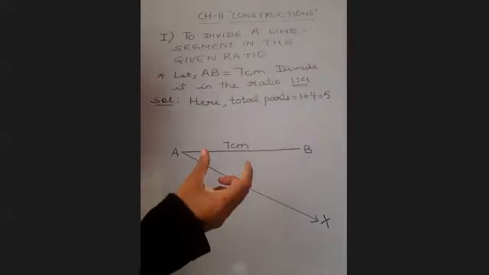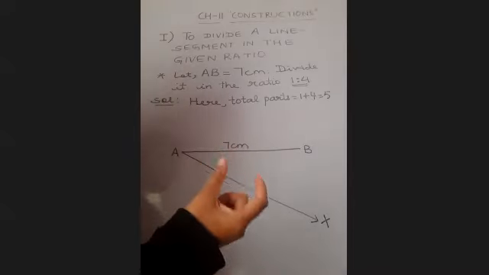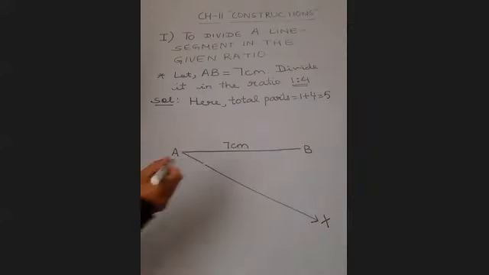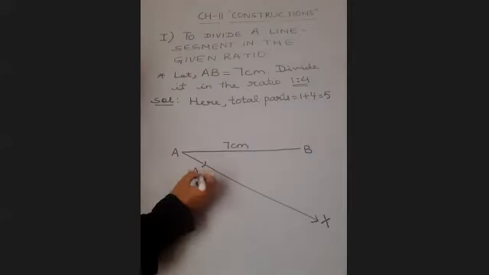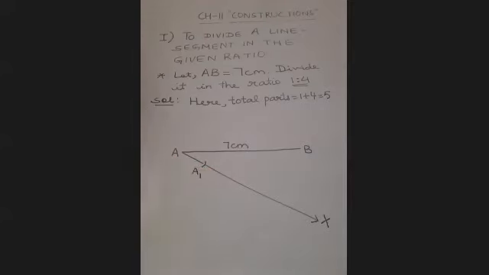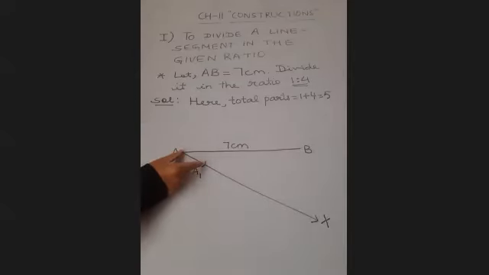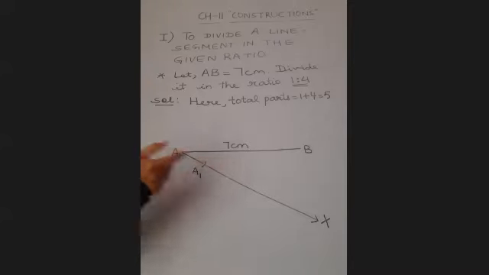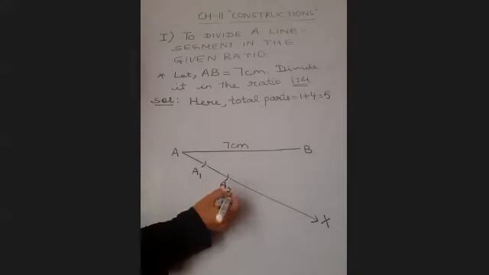Select any radius in your compass. Keep the needle here. Draw first arc. If it is A, name it A1. Okay? Do not change the radius of your compass. Whatever you have selected, keep the same thing. Now put your needle on the second arc. Draw the second arc. Name it A2.